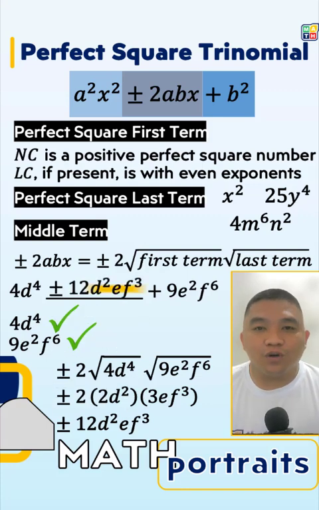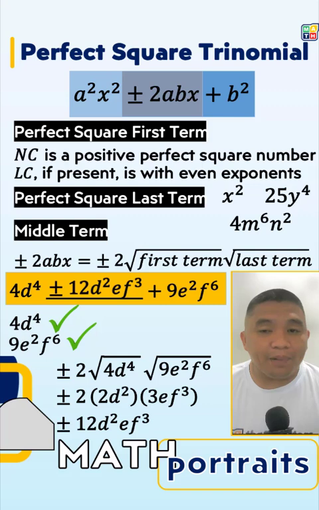That should be your middle term, so that 4d to the power of 4 plus minus 12 d squared e f cubed plus 9e squared f to the power of 6 is a perfect square trinomial.